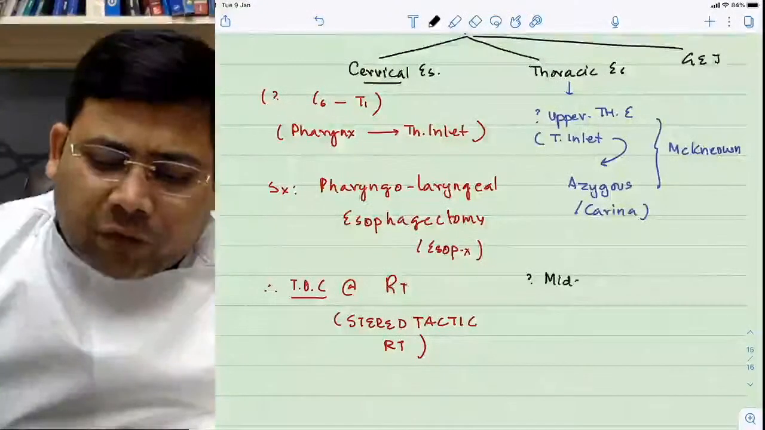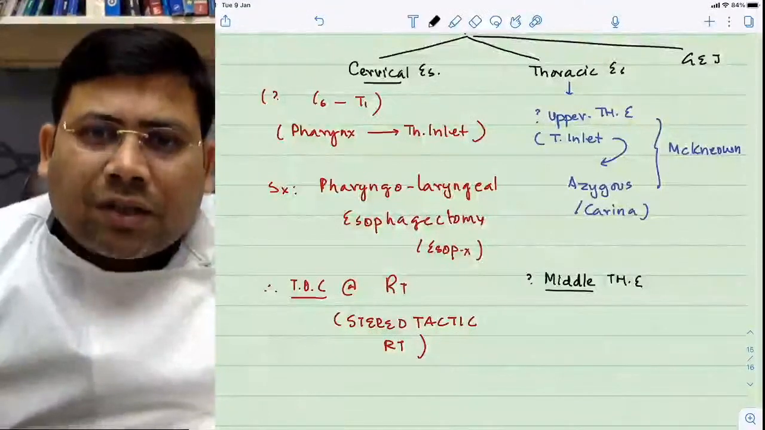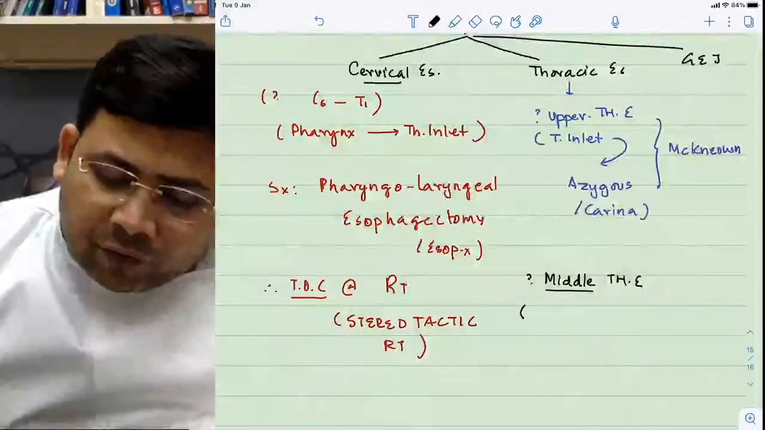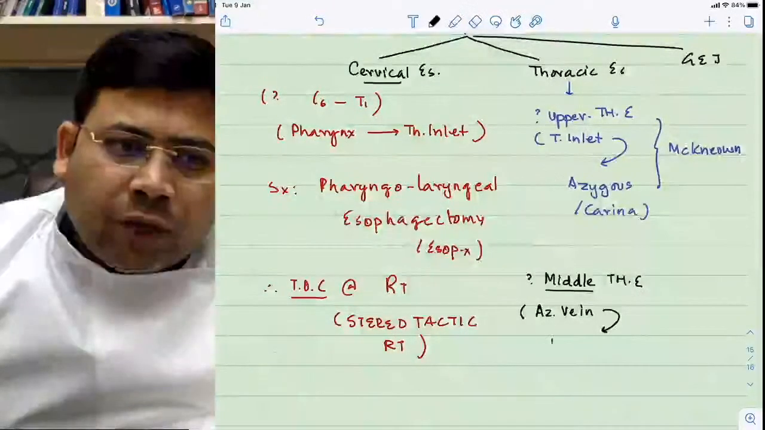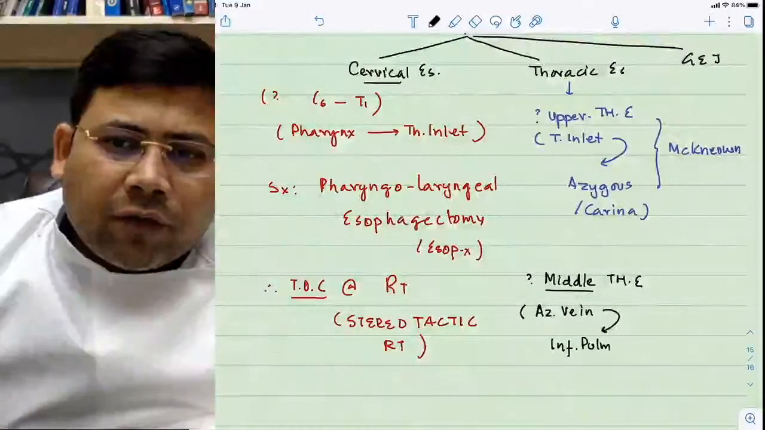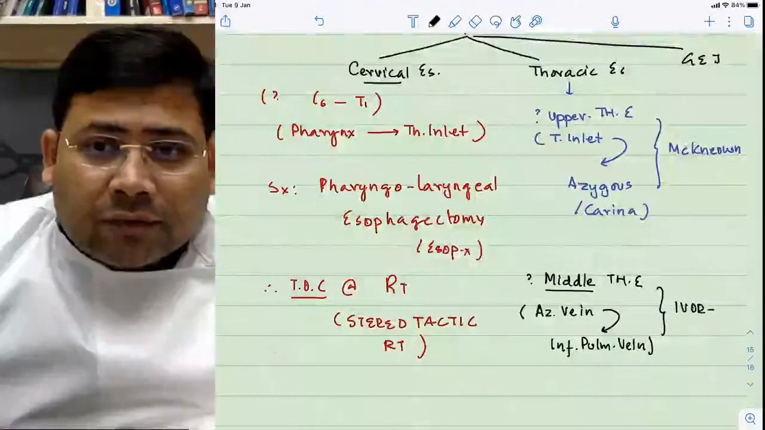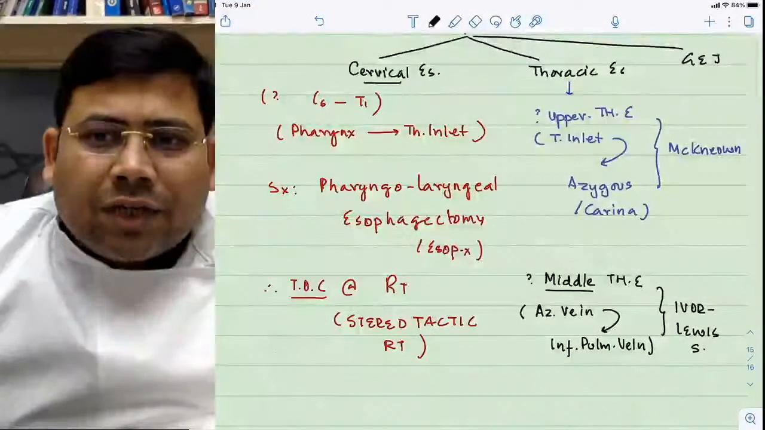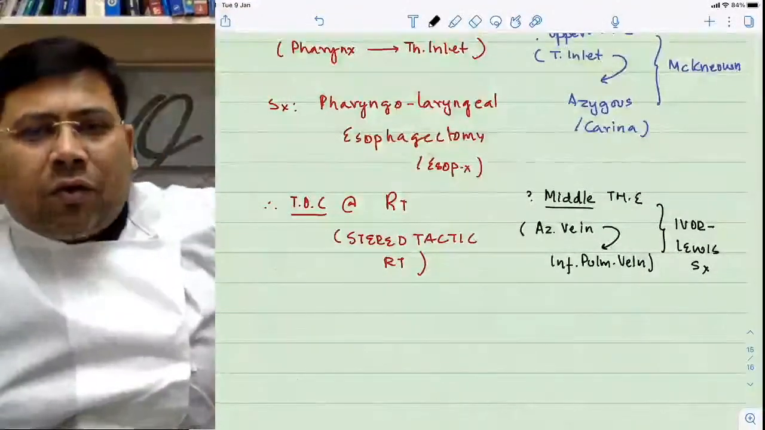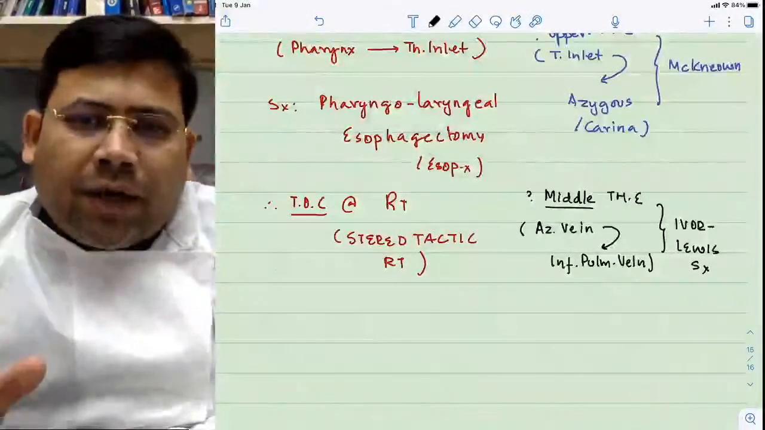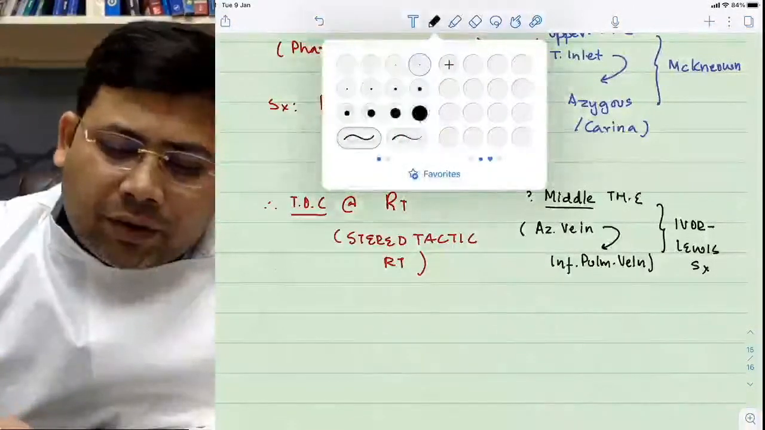So the middle one third: if the tumor is in the middle thoracic esophagus. What is this middle thoracic esophagus? It is from the level of the azygos vein up to the level of the inferior pulmonary vein. For them, we go for Ivor-Lewis. We also call Ivor-Lewis as Lewis Tanner. In Ivor-Lewis, you make two incisions. One is the thorax, so a right thoracotomy, and then the upper abdominal midline vertical.